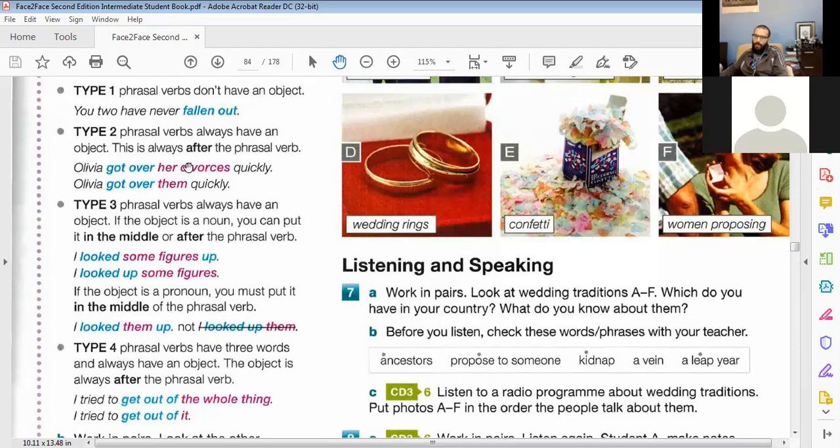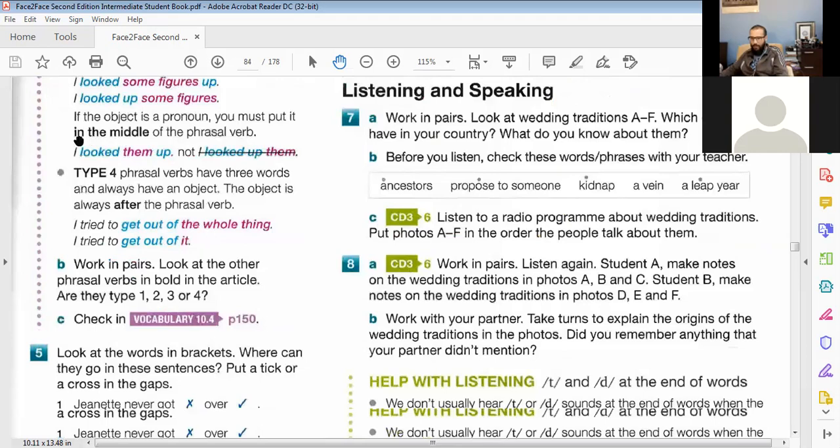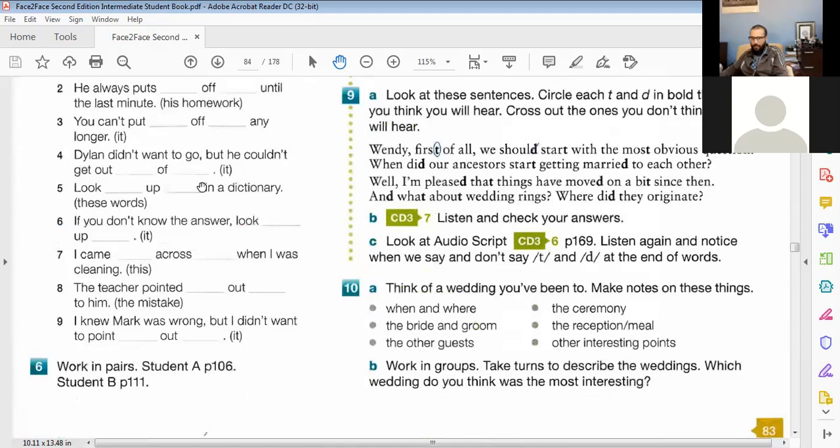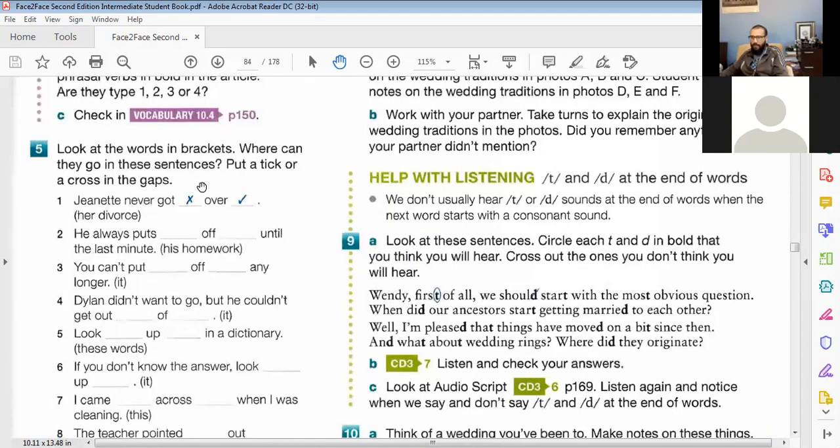But with type 3, the object can be after the phrasal verb or in the middle. It depends. So it can be both ways, if the object is a noun, of course. But in type 2 and in type 4, it has to be at the end. It has to be after the phrasal verb, the object. So we talked a little bit about this. We finished exercise number 5, if I remember correctly. Everything was okay.